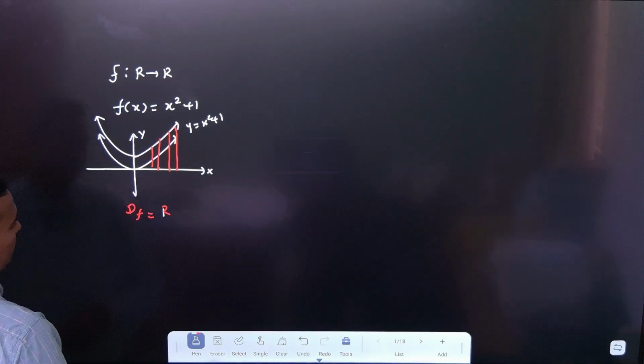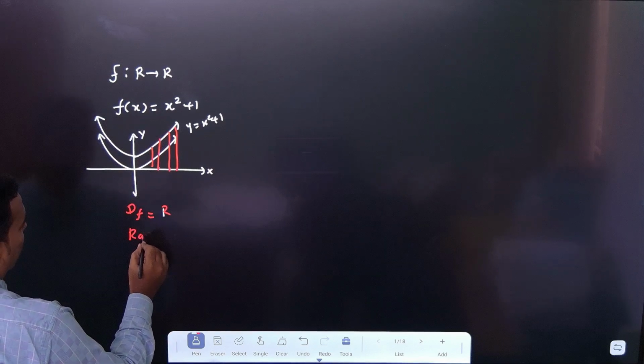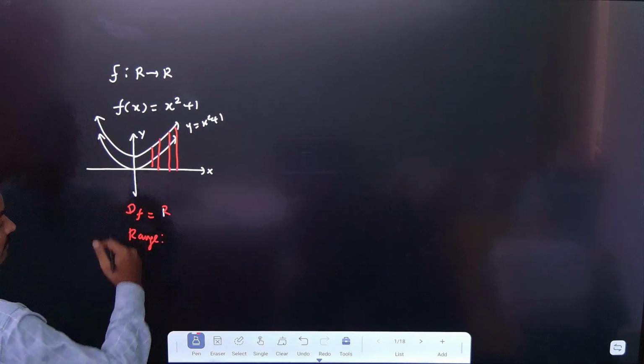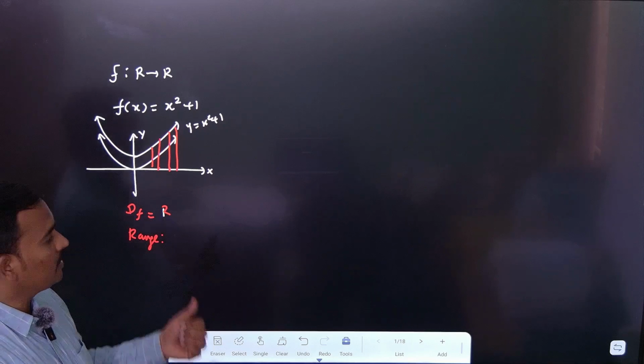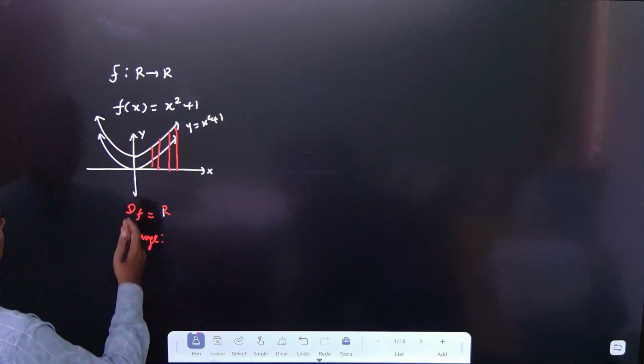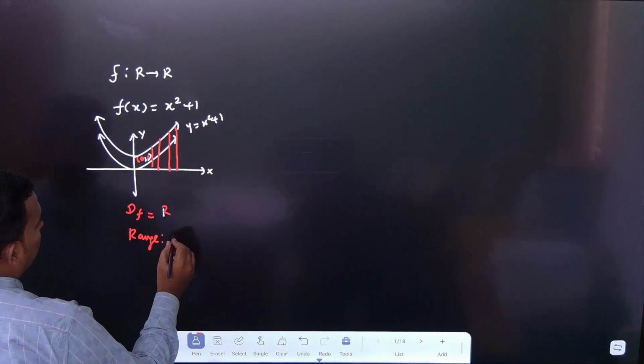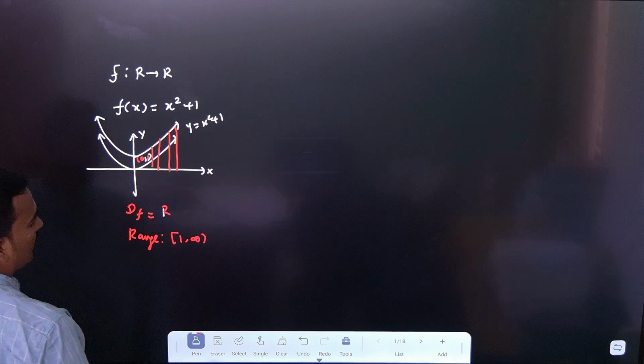real numbers. Now look at the range, where the y values lie. You can see the graph is not covering below the x-axis, so it starts from 1. Therefore the range is 1 to infinity. Clear?